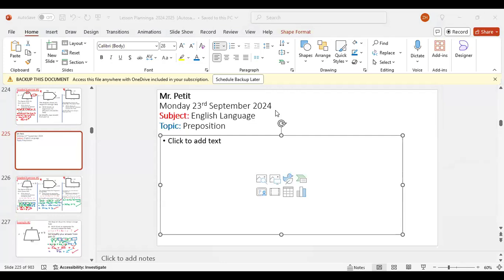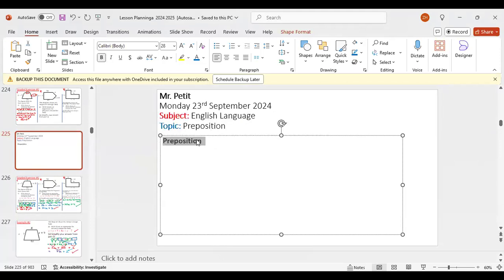Yes, you can. All right, so we're going to be looking at prepositions. When we say preposition, some people say they heard about it, but they don't know what it means. Words before nouns or pronouns.